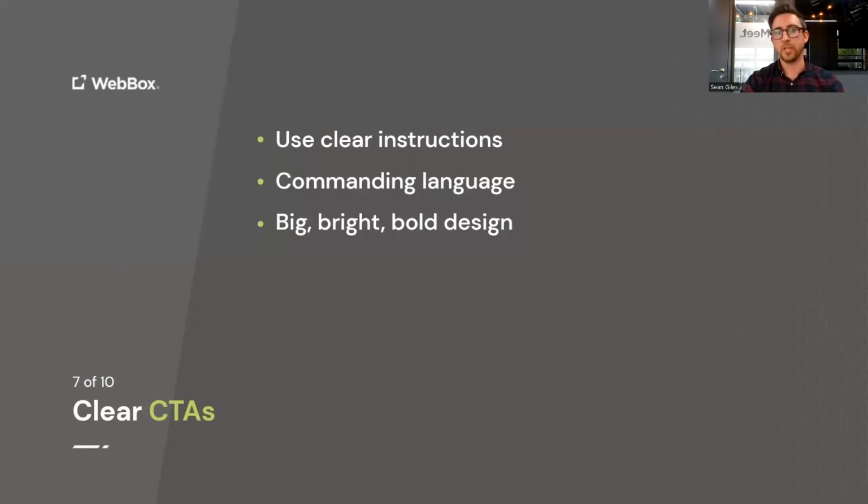Key things to these are using clear instructions, using commanding language, and making them big, bright and bold in design. Using clear instructions and commanding language is what I was saying earlier: don't just have a "click me" or a really short piece of text. Make it more obvious what it's going to do. So if a user looks at it, they want to know what they're going to get or what they're going to gain by clicking on this link. It makes it more interesting, more engaging, and it's more likely that they're going to click on it and go through to the next page.